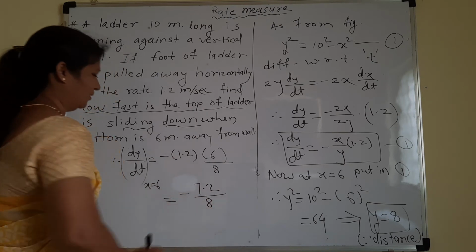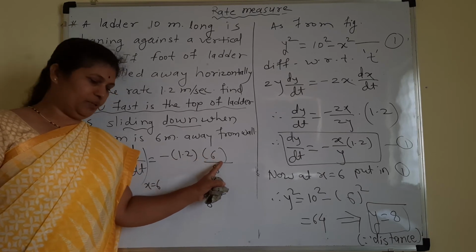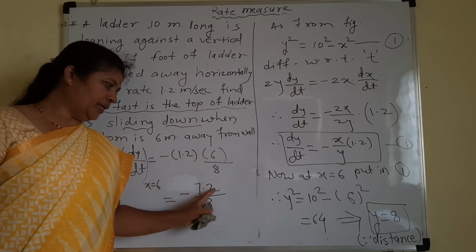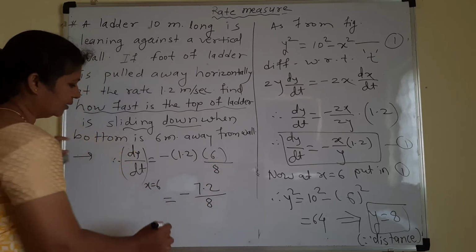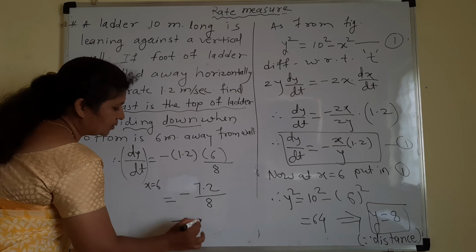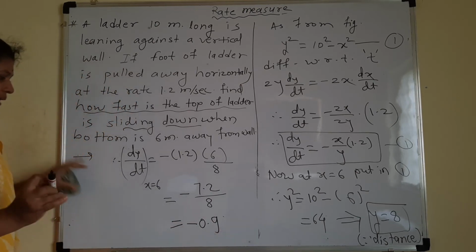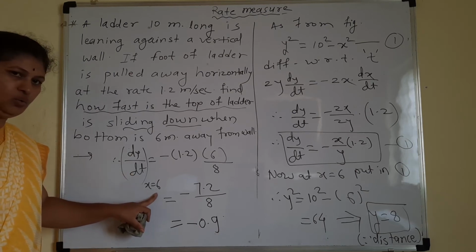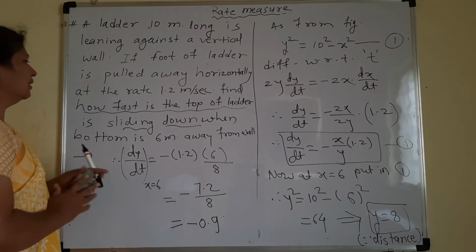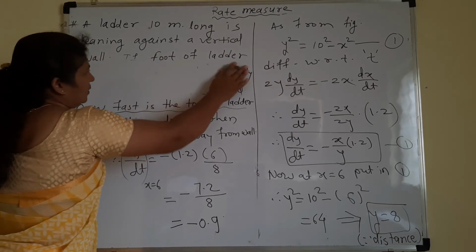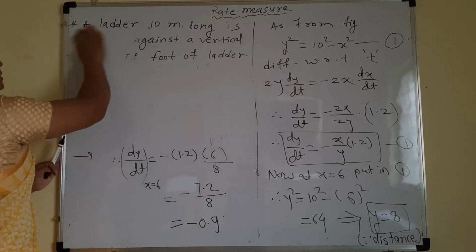Sorry, we have taken 1.2 into 6 should be there. 7.2, 12 into 6, 72, decimal point, upon 8. So this is equal to minus 0.9, dy by dt when x is equal to 6. What does this minus sign indicate? This minus sign indicates that the distance is decreasing. Distance is decreasing. So the minus sign is there.